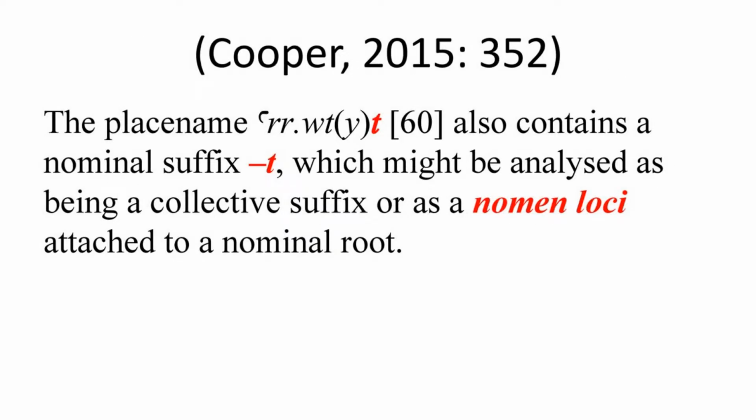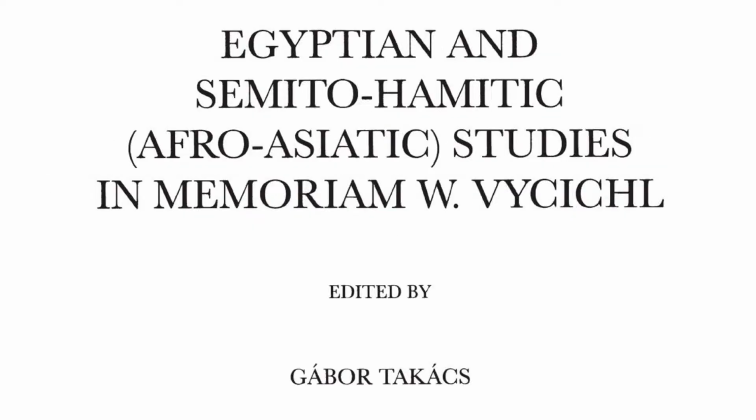So he goes on again with this other place name, Arawitiyet. I don't know how you pronounce that. Or Ki.duru Km.t also contains a nominal suffix T, which might be analyzed as being a collective suffix or as a nomen loci, or a place name attached to a nominal root. So I'm giving you these source materials. When I'm saying that these are place name suffixes, that it derives from a word meaning a place, a land, etc., you understand that I have academic backing for this. And it's these place suffixes that double as suffixes or grammatical morphemes for the abstract in many world languages, especially in African languages, right?